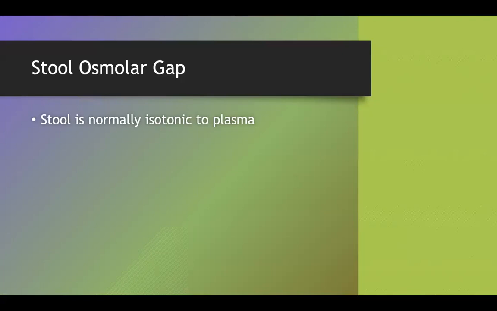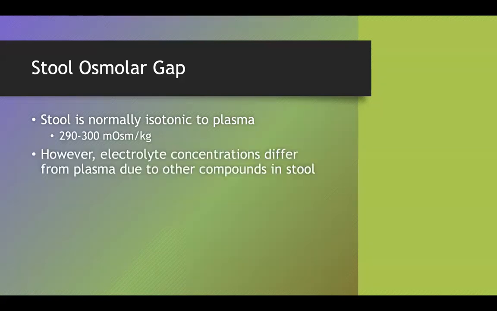So let's go over what the stool osmolar gap is. The stool normally is isotonic to plasma, and remember, our plasma is around 290 to 300 milliosmoles. With that said, just because it's isotonic, just because it has the exact same concentration globally as our plasma, the individual concentrations of electrolytes will differ quite significantly between our stool and our plasma. So what we can do is estimate the amount of sodium and potassium that we would expect to see in normal stool and calculate the gap from that.